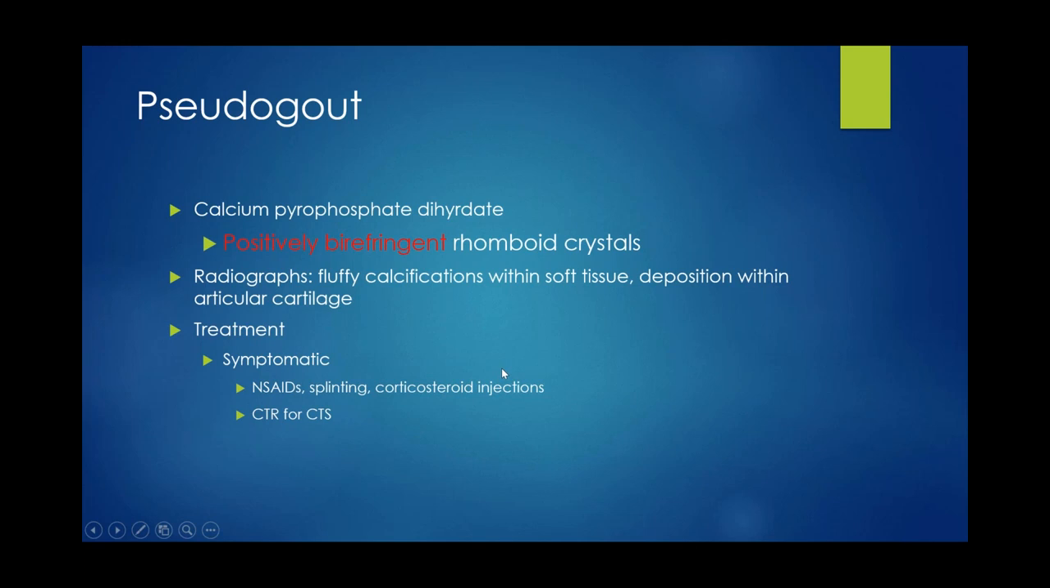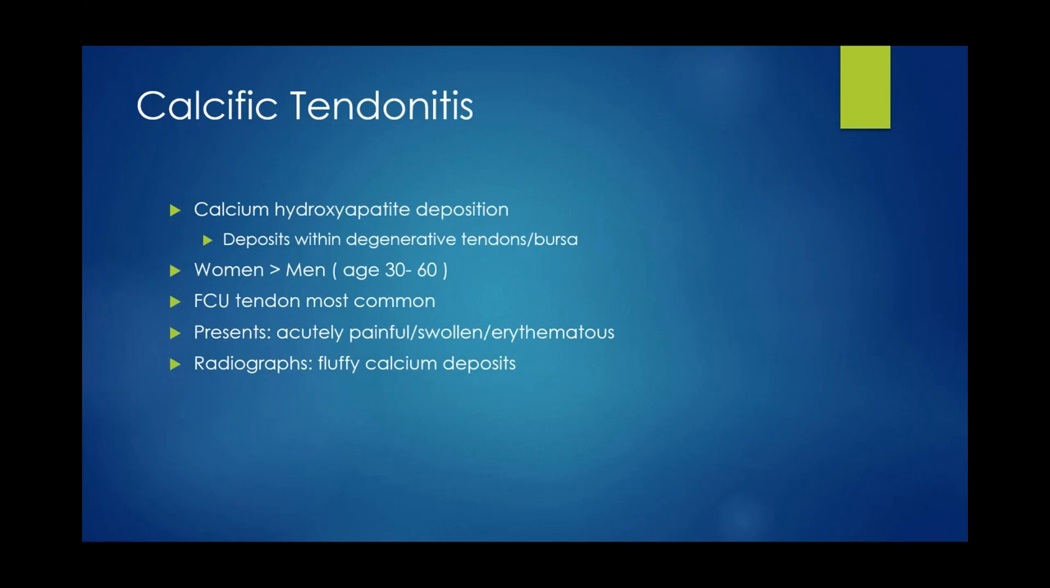It could also lead to thickening of the flexor tendons in the carpal tunnel, leading to compression of the median nerve and carpal tunnel syndrome. Calcific tendinitis in the wrist typically involves the flexor carpi ulnaris tendon, more commonly in middle-aged women. It's the deposition of calcium hydroxyapatite within the tendon. They would present with an acutely painful, swollen ulnar side of the volar wrist. You may see it radiographically as well as on ultrasound.